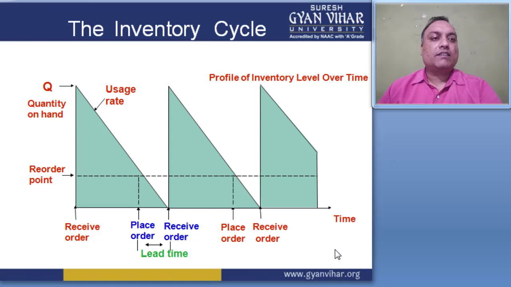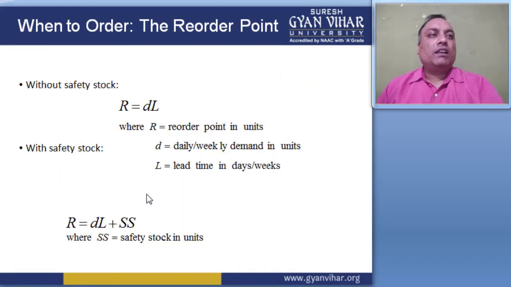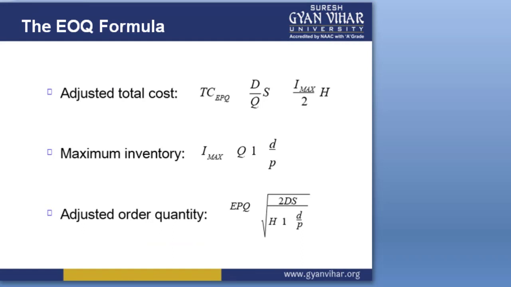So these are the different kinds of inventory cycles, and these are some terms. Without safety stock, R equals DL, where R is the reorder point in units, D is the daily or weekly demand in units, and L is the lead time in days or weeks. With safety stock, R equals DL plus SS, where SS is the safety stock in units.